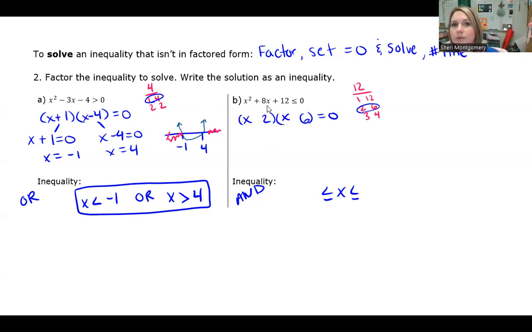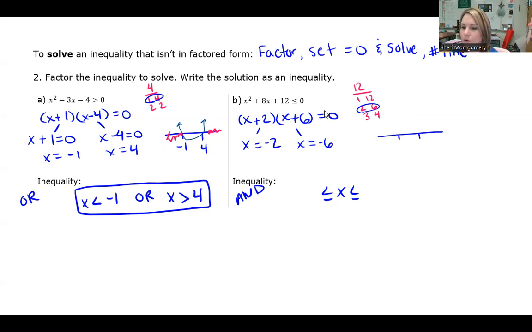I will look at my middle term. My middle term is positive. So the bigger number needs to be positive. So 6 needs to be positive. If I have 6, would I add or subtract 2 to make 8? Add. And I know that I've said this before, that if your problem doesn't have any negatives in it, your answers aren't going to have any negatives either. So if I set each one of these equal to 0, I get x is equal to what and x is equal to what? -2 and -6.